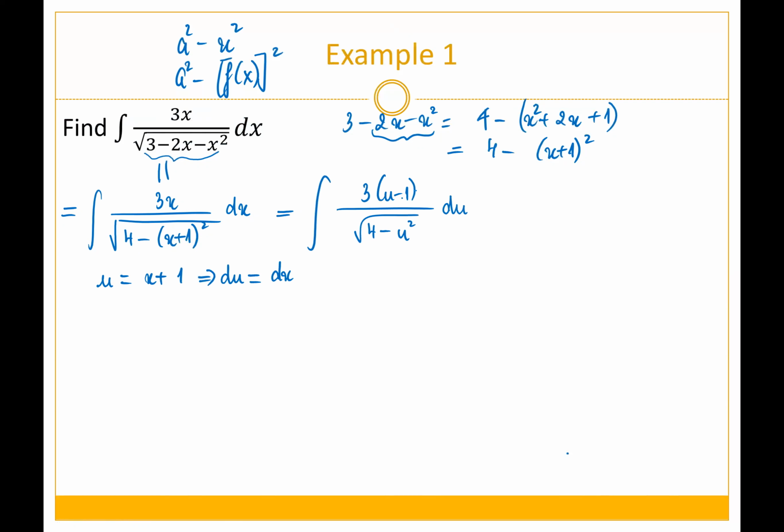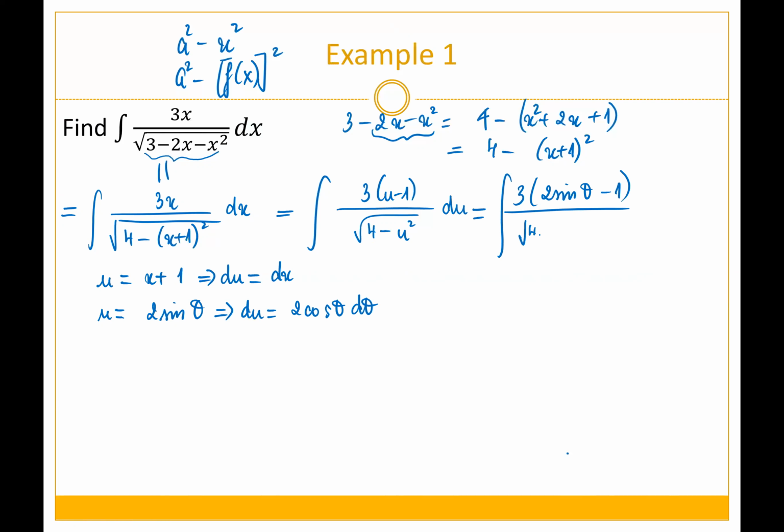Now here let's do trig sub. You have u equal 2 sine theta. Why 2 here? Because a squared minus u squared, so a squared is 4, so a is going to be 2. So you have du is 2 cosine theta d theta. Now this part is going to equal 3 times 2 sine theta minus 1, divided by the square root of 4 minus 4 sine squared theta, multiplied by 2 cosine theta d theta.